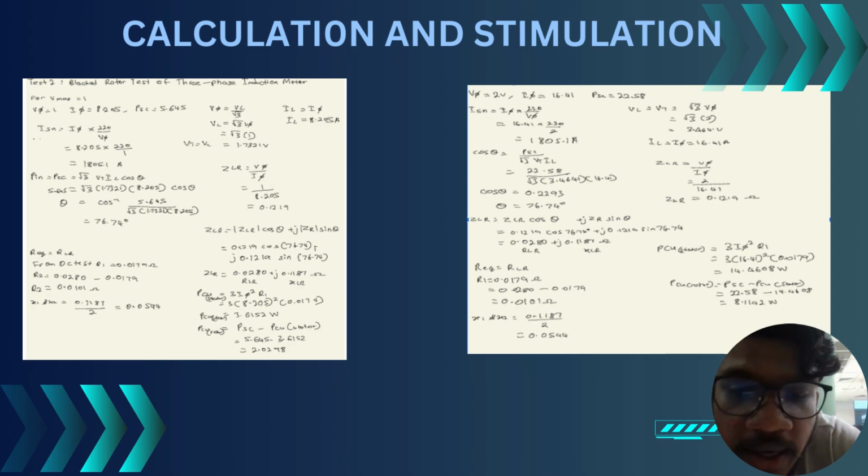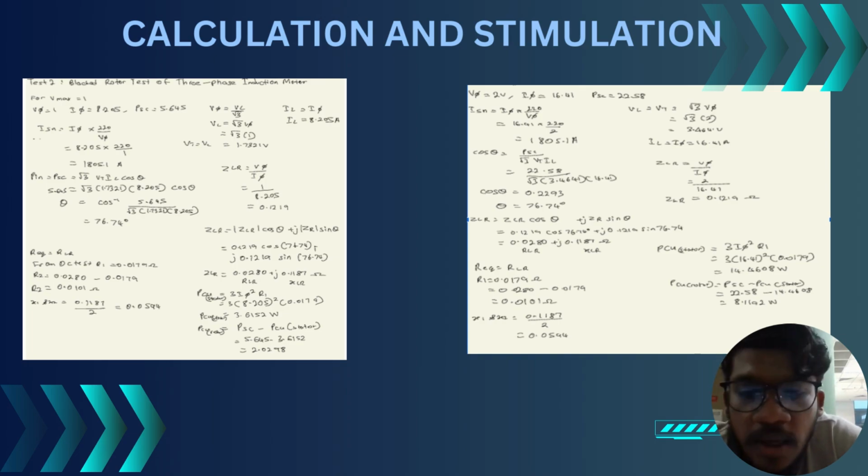So we already get the I phase, so IL equals 8.205, and then we need to change into I synchronous current in synchronized. There is a formula for that: I phase times 220 over V phase, and then we substitute the value, we will get 1805.1 ampere.